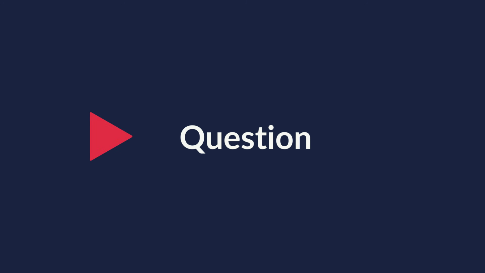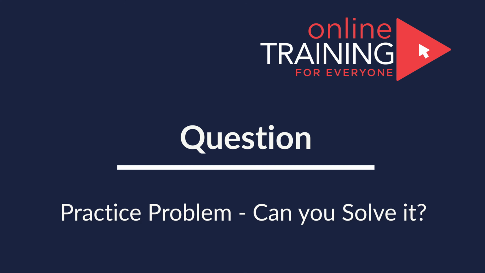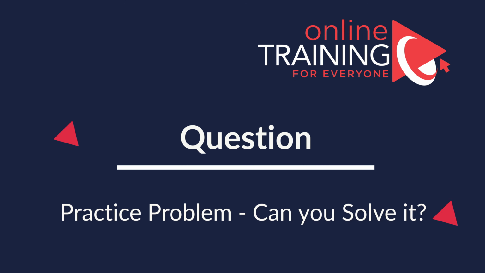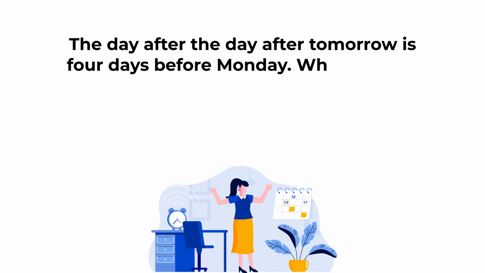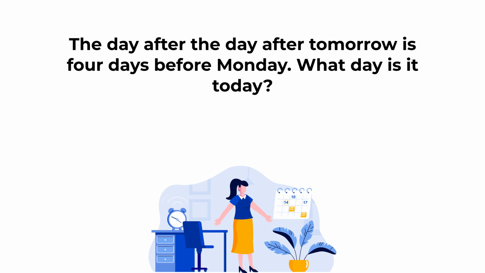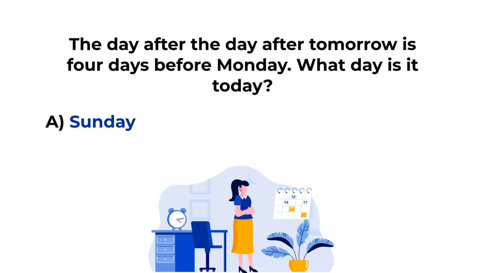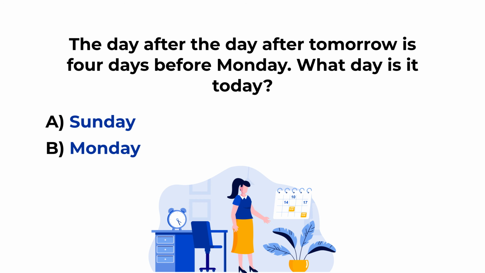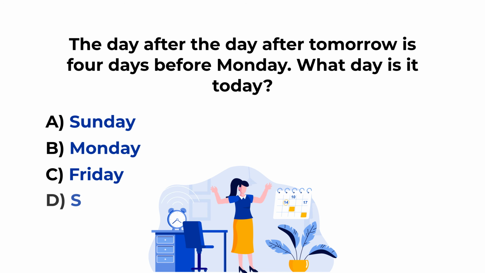Here's the practice problem for you. The day after tomorrow is 4 days before Monday. What day is it today? You have 4 different choices. Choice A, Sunday. Choice B, Monday. Choice C, Friday. Choice D, Saturday.